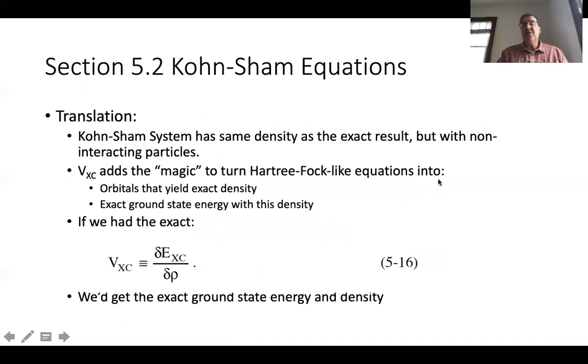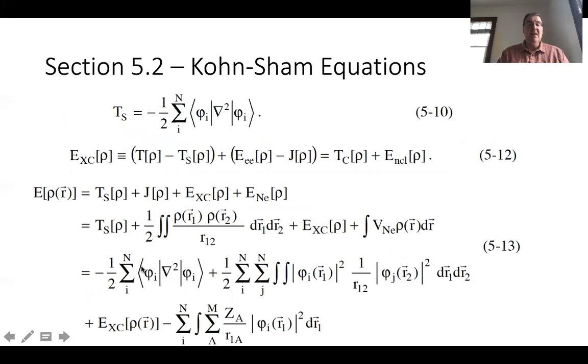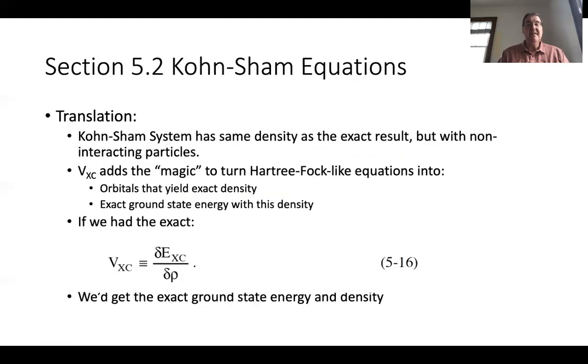It adds the magic to turn Hartree-Fock-like equations, which we know give poor dissociation energies, for example, into orbitals that yield the exact density and the exact ground state energy with this density. But only if we had this. Only if we had this exactly, right there. We need to know the exact exchange correlation energy, and we need to know its exact functional derivative.